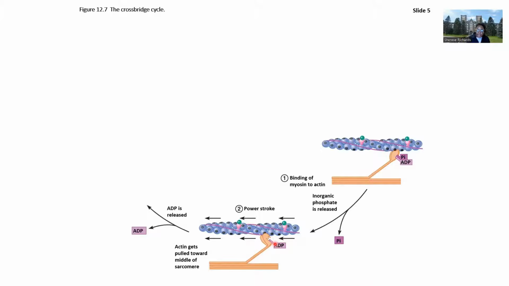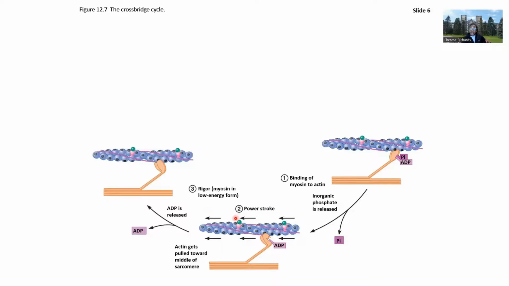ADP is subsequently released. And so in this phase, I think is where I sort of went off the rails last time. In this phase, myosin is no longer in the high energy form because it doesn't have ADP or the phosphate bound, but it's also not yet in the low energy form because it doesn't have a new ATP. So the state of rigor here is where myosin is sort of in between the high energy and low energy forms. It's not quite in the low energy form because it doesn't have an ATP, and so it's not going to let go of the actin just yet.